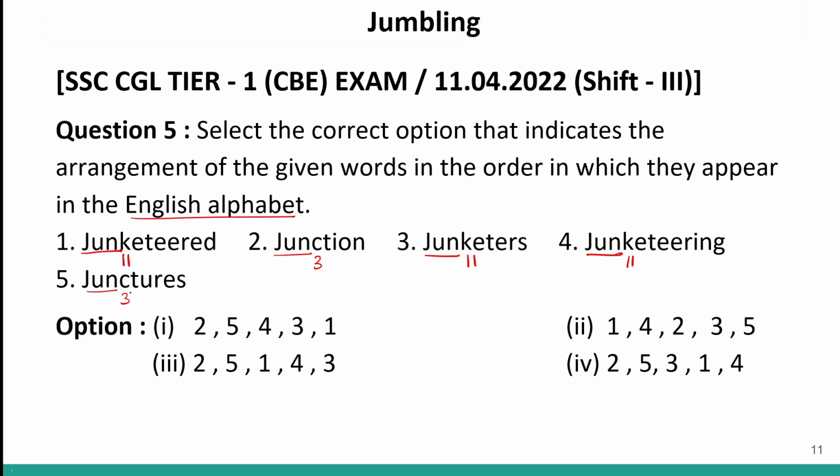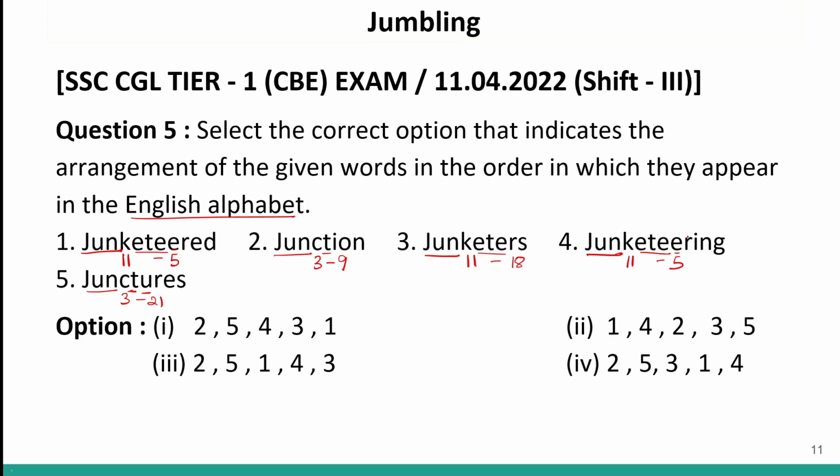So between junction and junctures, I can see that T is again common. So we will move on to the letter after T. So after T, we have I, which is 9. And over here, after T, we have U, which is 21. Now, between junketeered, junketeers, and junketeering, I can see that ETE is common in all after K. So we'll move on to the letter after ETE. After ETE, we have E, which is 5. After ETE, we have R, which is 18. And over here also, after ETE, we have E, which is 5.